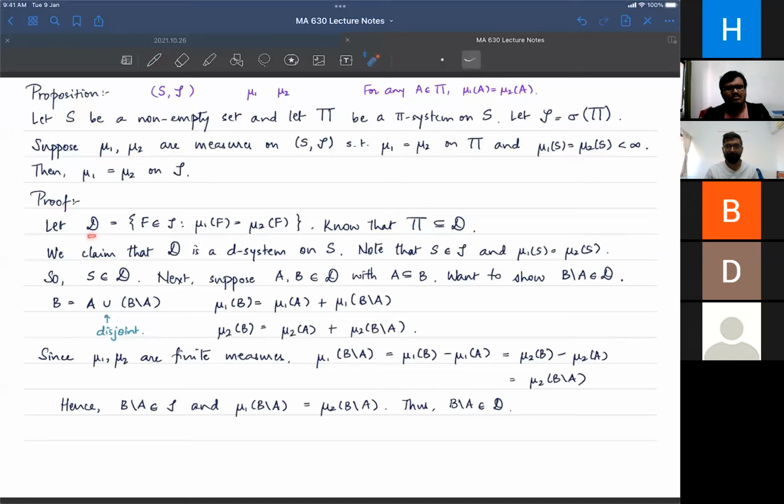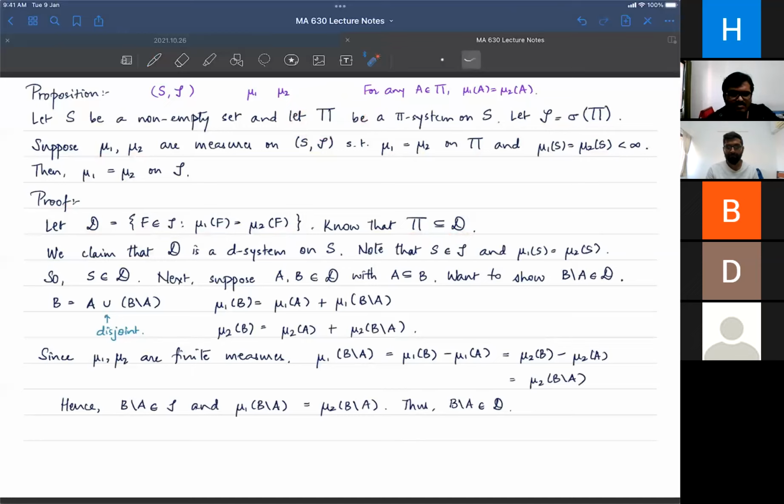Let D be the collection of all measurable sets, so let the collection of all F in S with the property that mu1 of F and mu2 of F agree. So D is the collection of all measurable sets F for which mu1 and mu2 match up. Now remember, for every set in the pi system, mu1 and mu2 match up by assumption. In other words, pi is a subfamily of D. You guys with me?